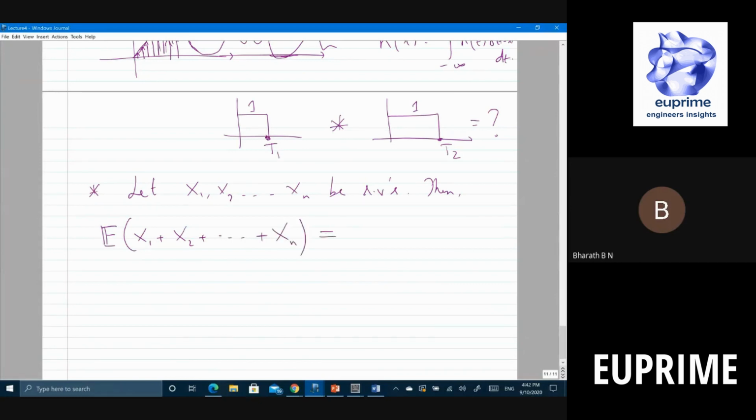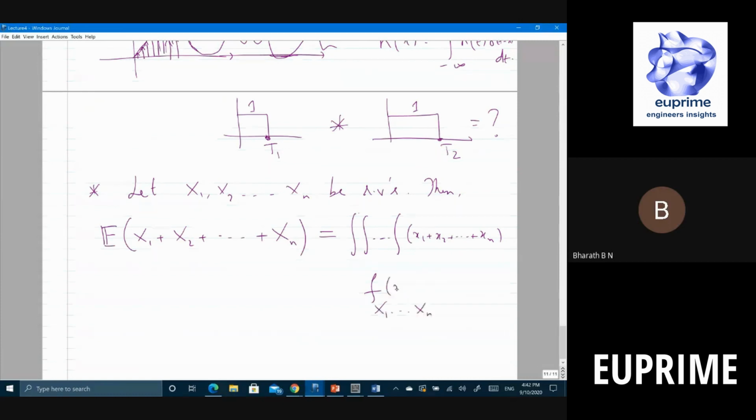What can you say about this? Well, strictly speaking, this is what you have to do, right? So n integrals of x1 plus x2 plus and so on xn. If it is a continuous random variable, you look at the joint density dx1 through dxn, right? It turns out that this is equal to the sum over all of the expected value of xn. Okay, check.